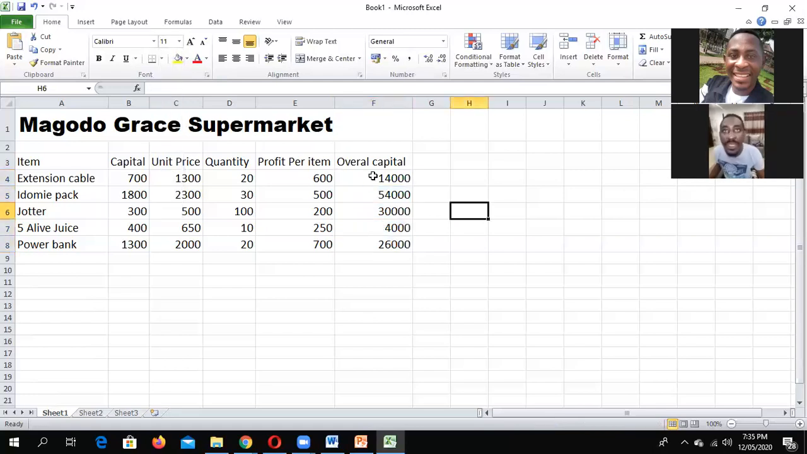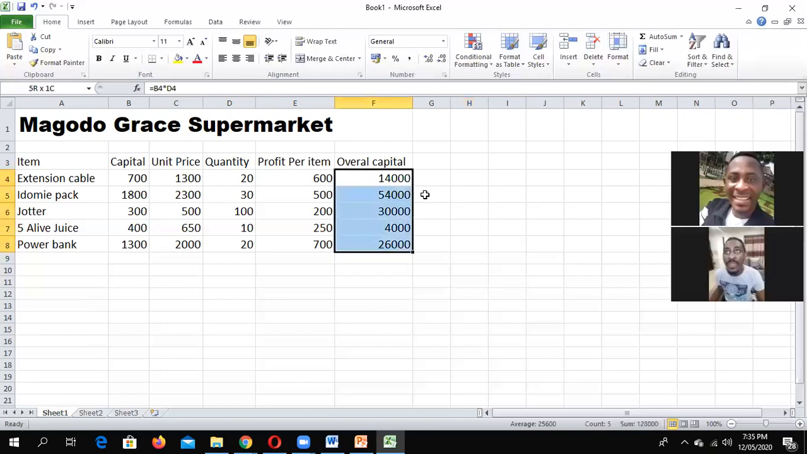So now we want to calculate how much in total, the overall whole amount they invested. What we'll do is add the overall cost of extension cable, Indomie pack, Jota, 5 Alive, and Power Bank. We're going to add everything together. It will help us to know how much they invested in their business. There are two ways we can do addition.